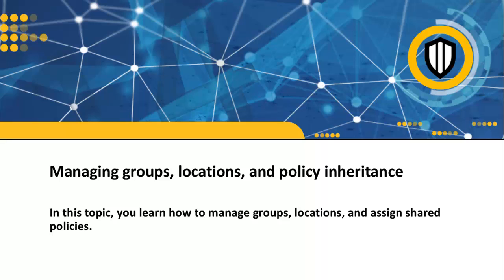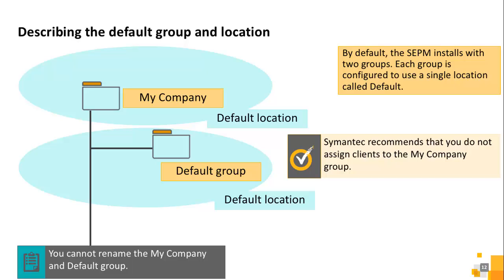This is the Managing Groups and Locations topic. By default, the SEPM installs with two groups. Each group is configured to use a single location called default. This slide shows the SEPM group structure. At the top of the hierarchy is the My Company group. Symantec recommends that you do not assign clients to the My Company group. However, ensure that you have good and applicable policies assigned to this group. If you do not create new groups, all clients are assigned to the default group.